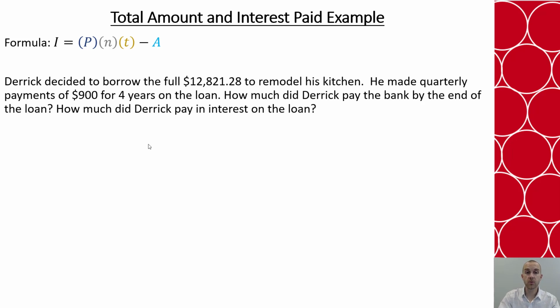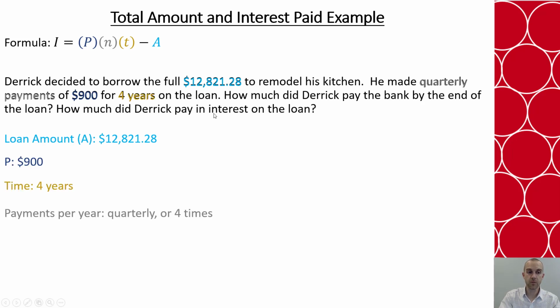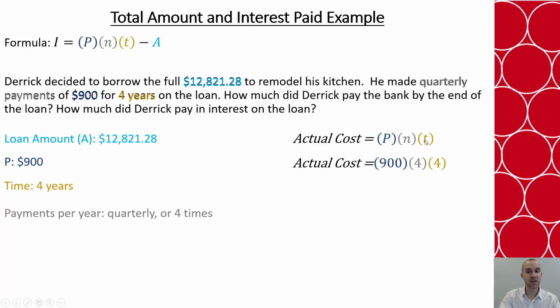Say that he borrowed that full $12,821.28 to remodel his kitchen, and he made quarterly payments of the $900 for 4 years on the loan. We want to know how much did Derek pay the bank by the end of the loan, and how much was the interest on that loan. So this is what he started with at the bank, the initial loan amount. He's still making those $900 payments, doing that for 4 years, and doing it quarterly, 4 times a year.